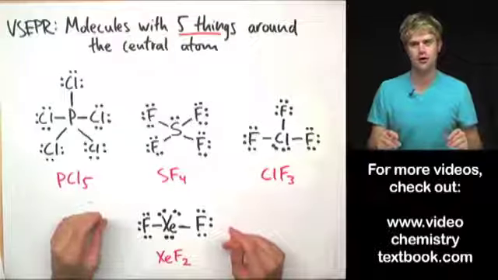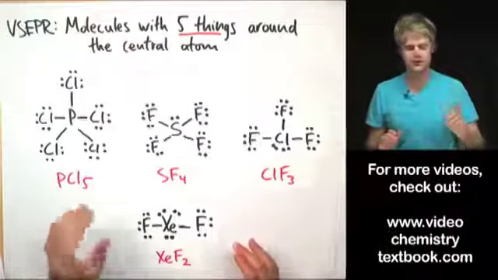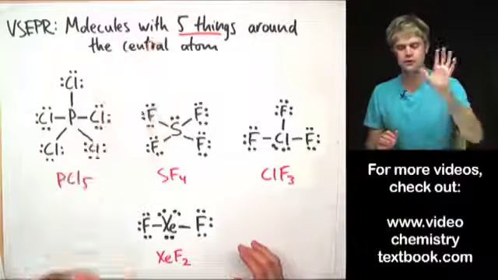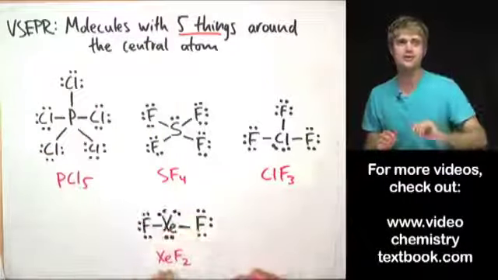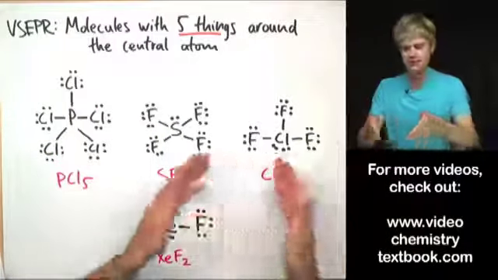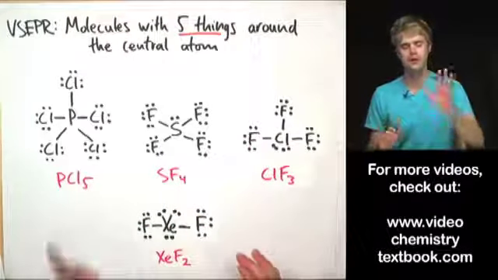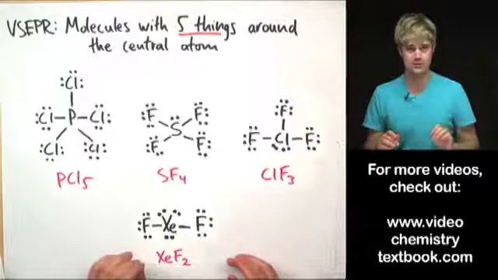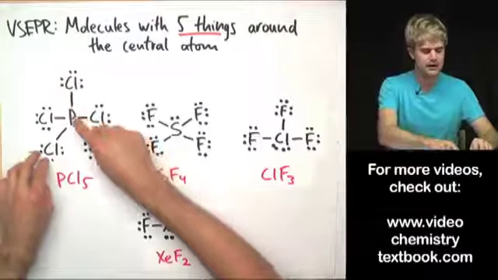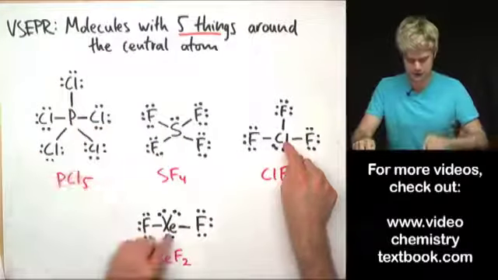In this video, we're going to look at the three-dimensional VSEPR shape for molecules with 5 things around the central atom. Examples of some of these molecules are right here. So what do I mean when I'm talking about 5 things around the central atom? Well, here is the central atom in these guys, okay?